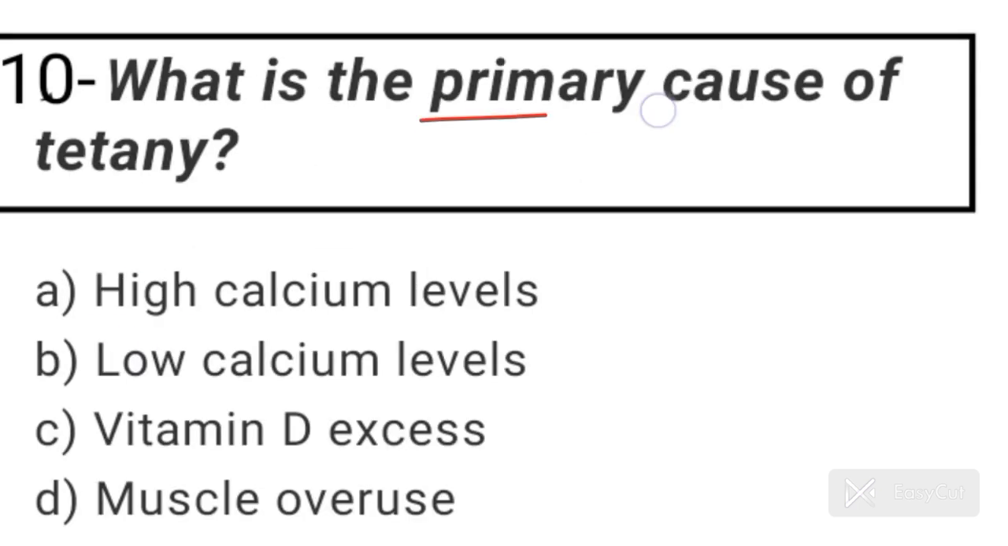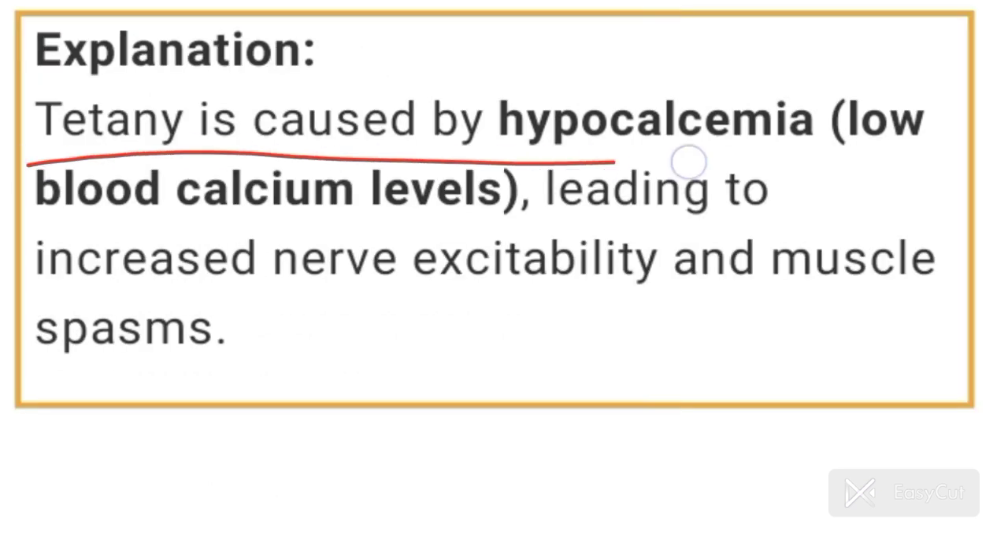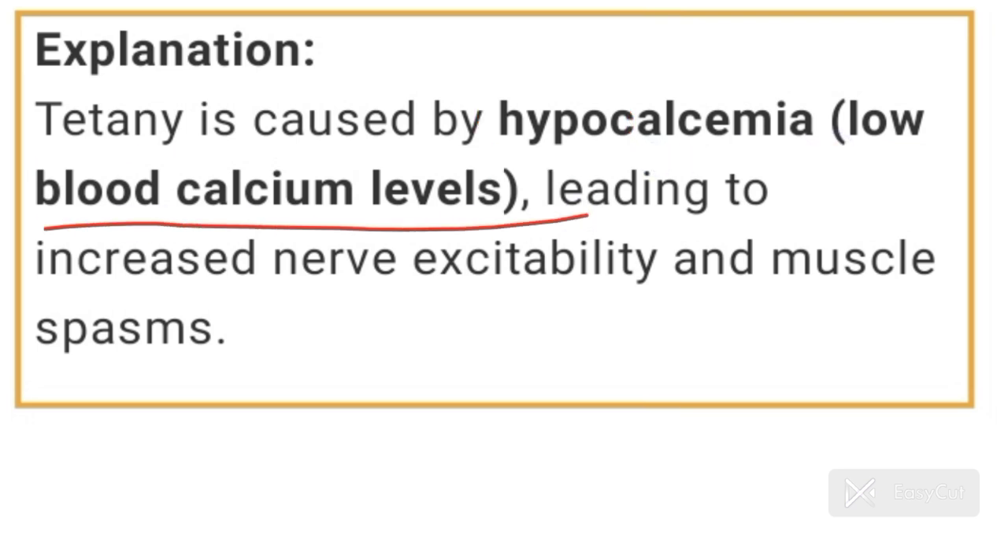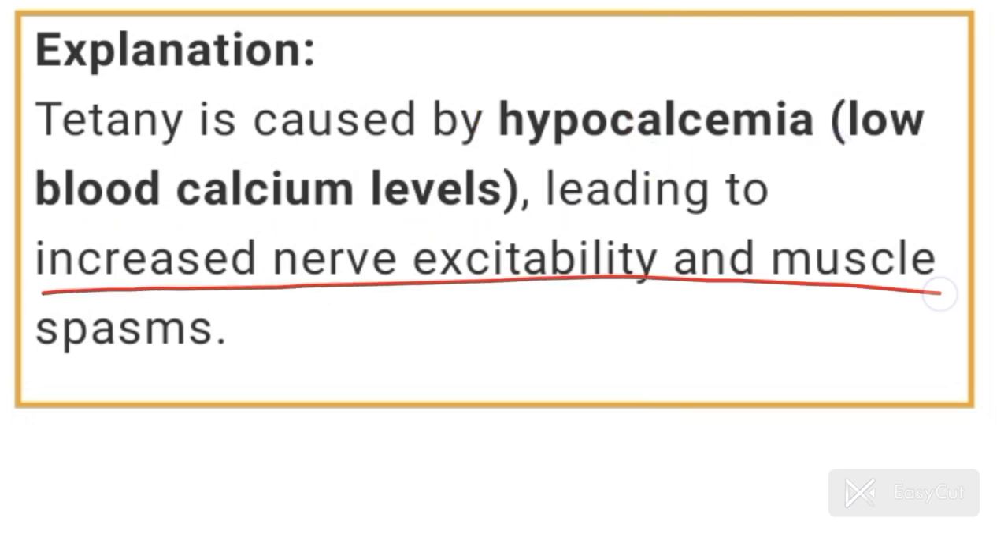Question number 10. What is the primary cause of tetany? So tetany is rapid spasm, wild contractions in muscles due to low calcium level in body fluid. Okay, option B is correct for question number 10, low calcium level. Tetany is caused by hypocalcemia. Hypo means low level, calcemia means calcium. So low blood calcium level causes tetany, leading to increased nerve excitability and muscle spasm.